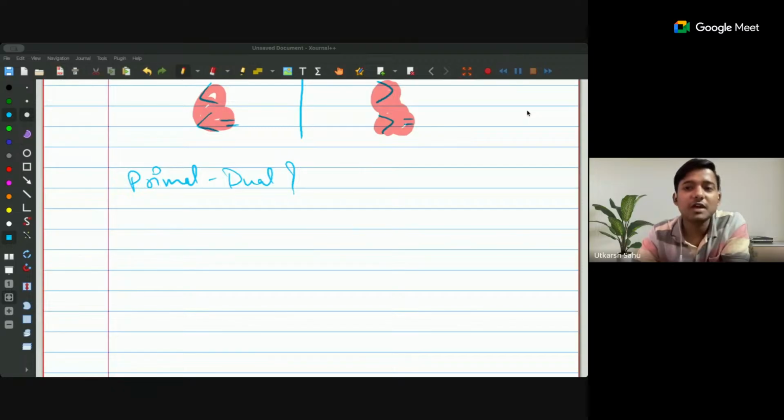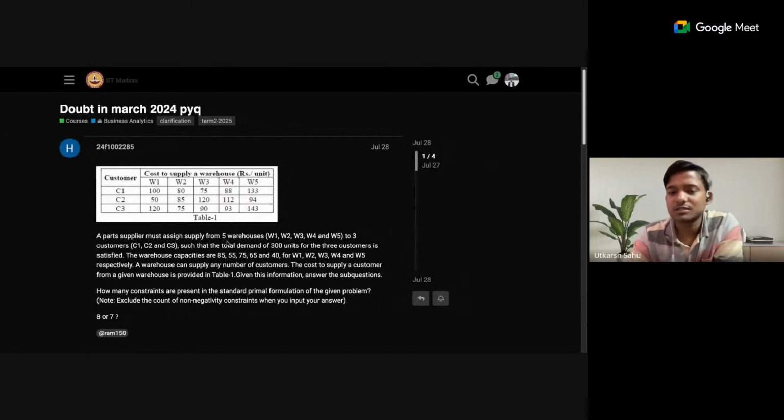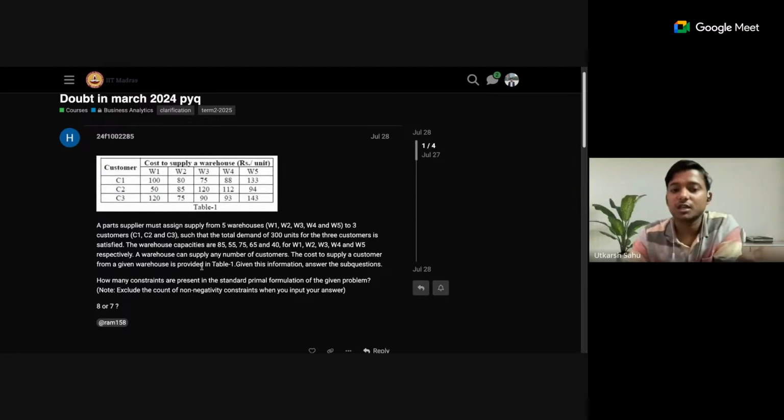So first let me go to Discourse and search business analytics. That was the consumer, no, warehouse question. March 2024, I think this one. So this was the problem statement. You can see a table was given, and then they asked: a part supplier must assign some supply from 5 warehouses to 3 customers such that total demand is met, etc. Read this thing, right? They have given this.